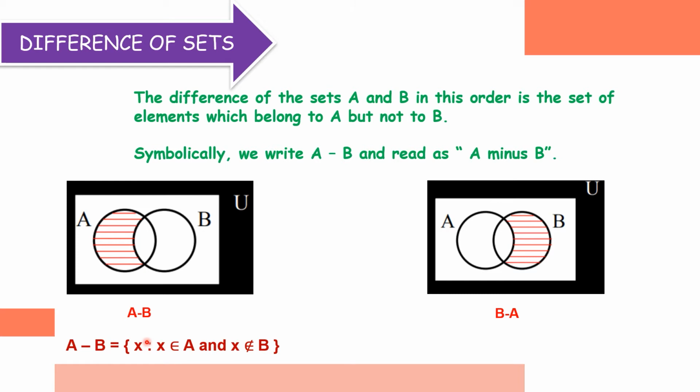In set builder form we will write the difference like this. If it is A minus B, we write it as all elements x such that x is an element of A, that is, x belongs to A, but x does not belong to B. This is the definition of A minus B. x should be an element of A, but it should not be an element of B. In the same way we can define B minus A: x is an element which belongs to B, but x should not belong to the set A. That is the definition of B minus A. Understood? So this is the difference operation.